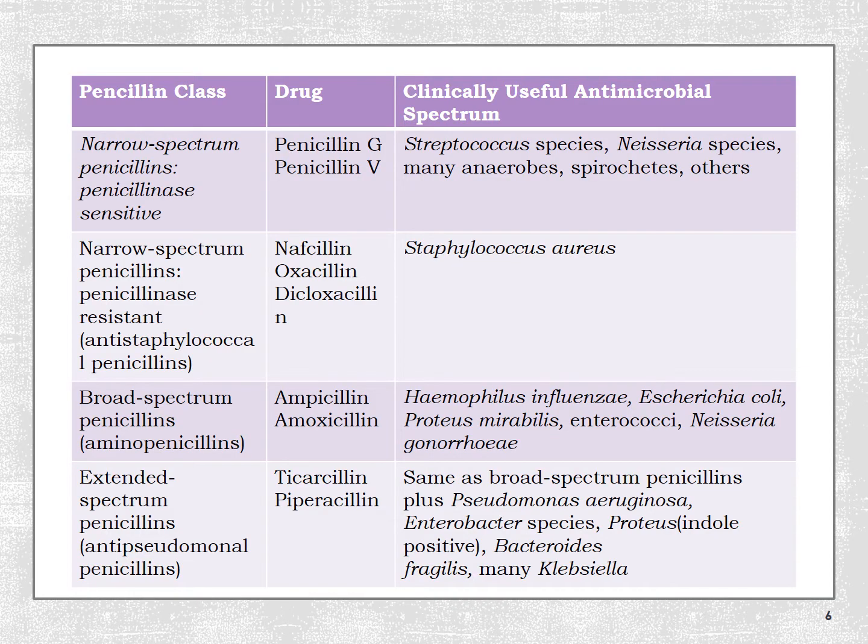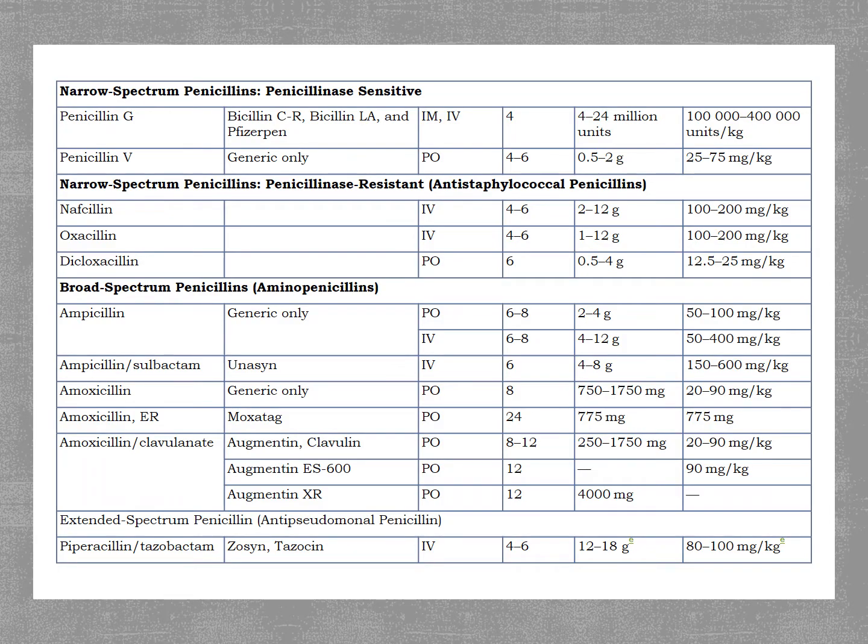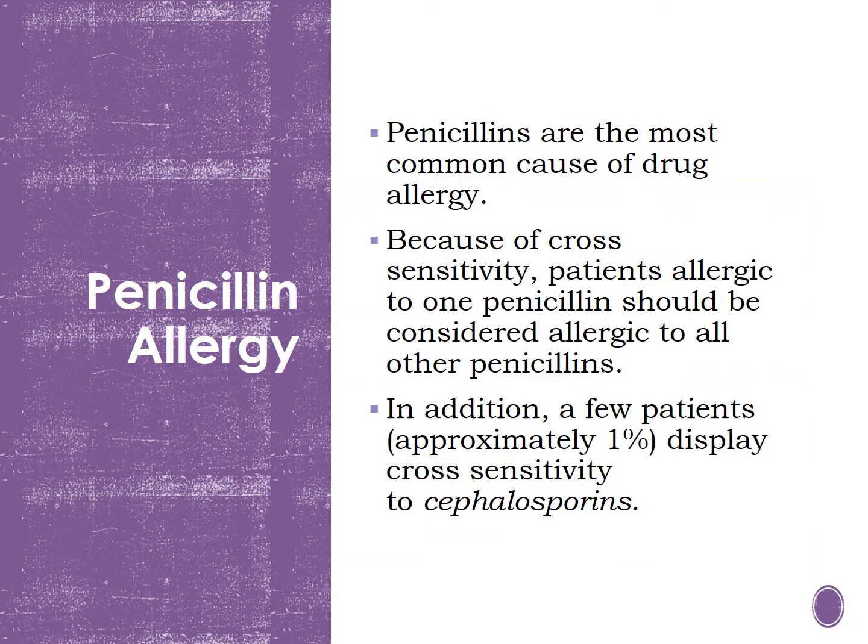This is a really nice table that describes the four different classes of penicillins, the drugs within each, and how they're used. This table reveals the specific antibiotic, the brand name, route of administration, dosing intervals in hours, and also adult and child dosing. As you can see, there are a few different IV dosings of penicillins to be aware of.